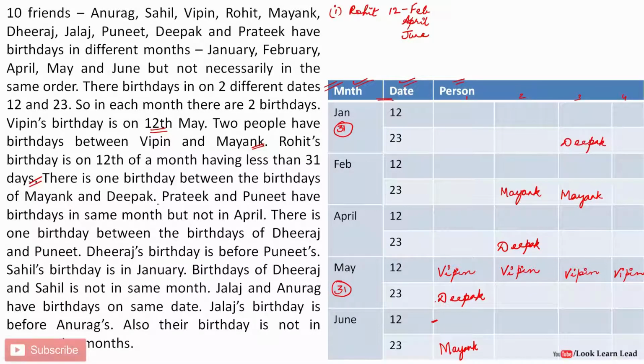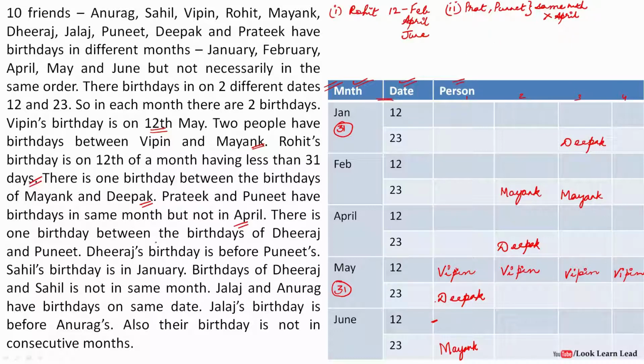Now next, Pratik and Puneet have birthdays in the same month but not in April. See how I would be writing this, the second thing which has not been implemented. We have Pratik and Puneet. They have birthday in the same month and not April. So I have written it like this.